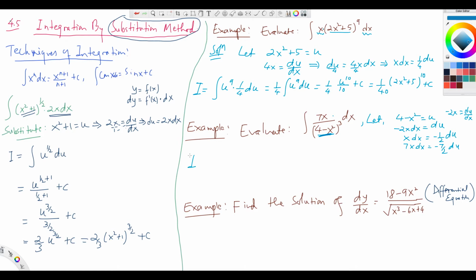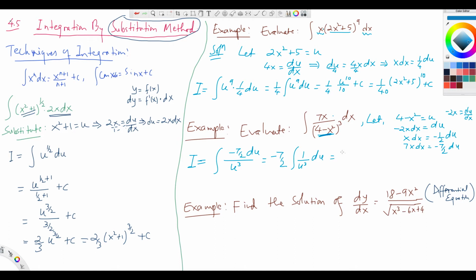Therefore, I assume the whole thing as the integral. I denote that by u. So the integral of that, now 7x dx is negative 7/2 du. You understand that? Divide by u to the third. Let me pull that number out: negative 7/2 and then 1 over u cubed and then du. You can write it that way, correct?